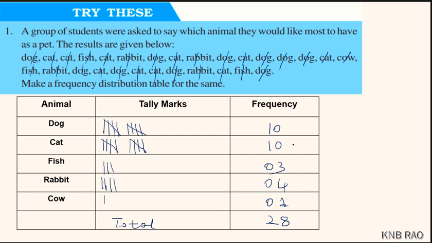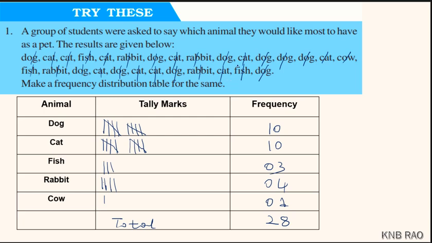So, in that class 28 students are there and 28 students were asked their favorite animals that they mentioned. So, 10 students like dog, 10 students like cat, 3 like fish, 4 like rabbit, 1 likes cow to have them as pet animals, and here is the frequency distribution table drawn for this raw data. Okay. So, this is called organizing given raw data and making it as a frequency distribution table.